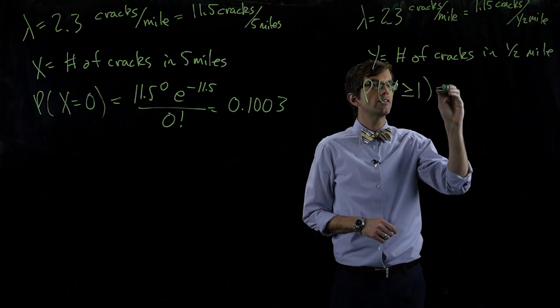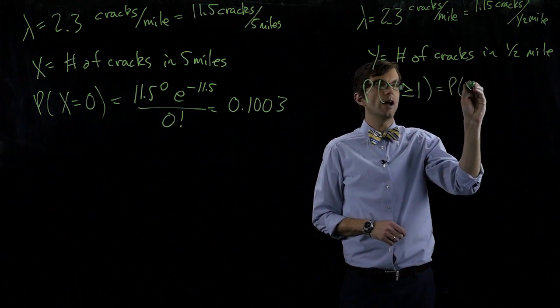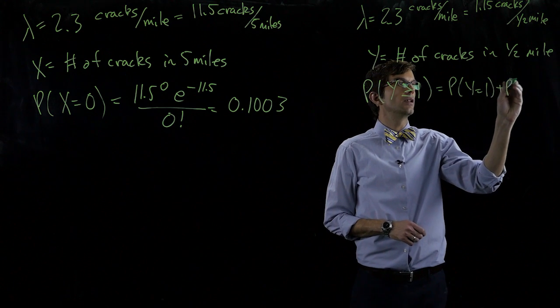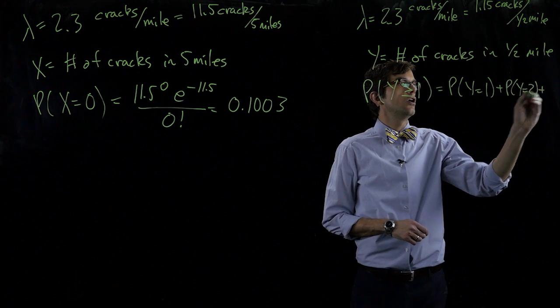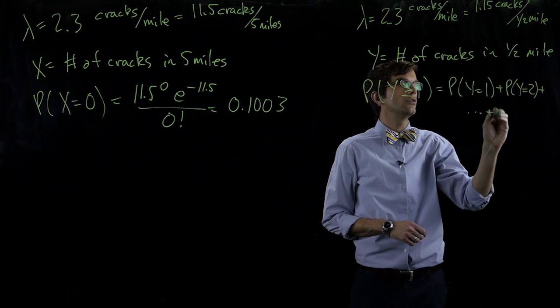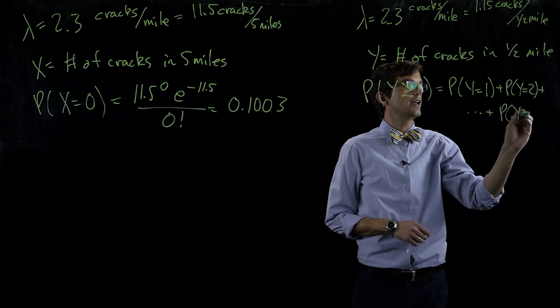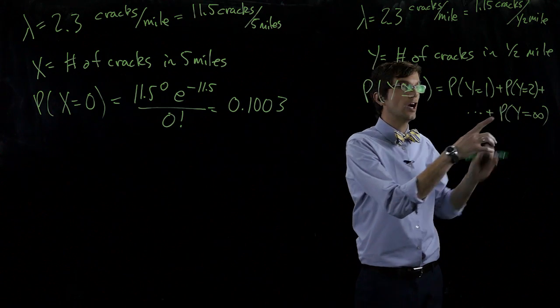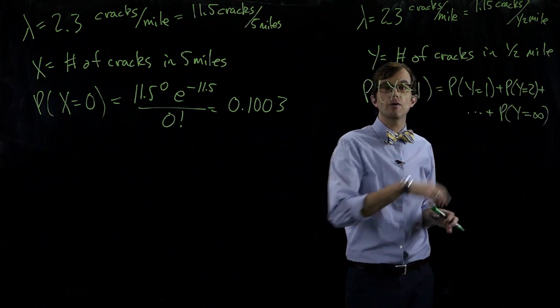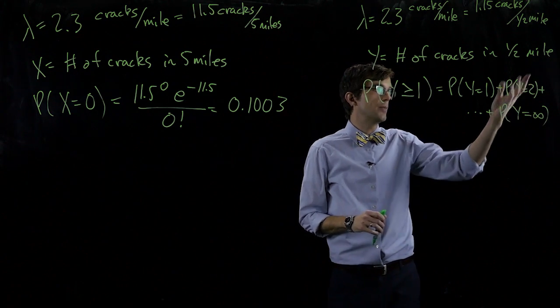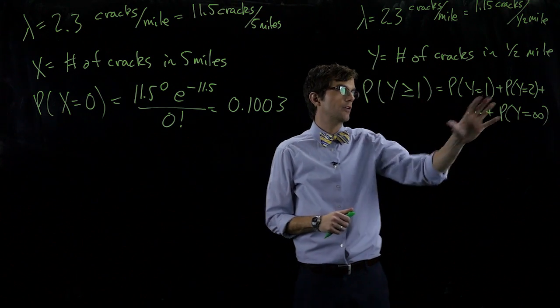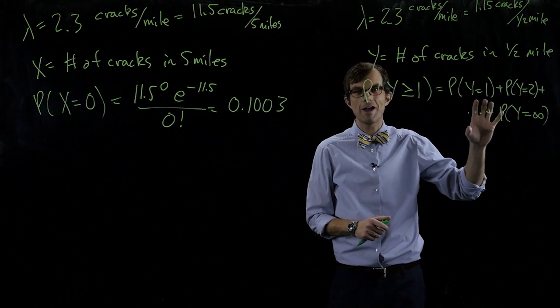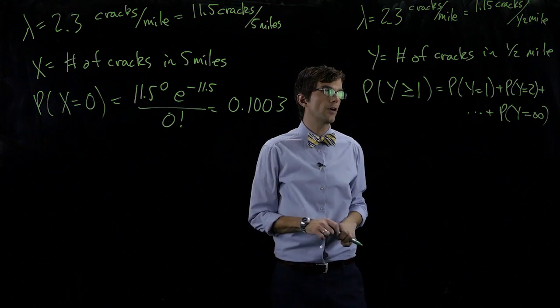That's the probability that y equals 1 plus the probability that y equals 2 all the way to the probability that y equals infinity, because we are not bounded on the upper side for this random variable. In theory, we could have 1 million here, we could have 18 million, whatever it might be. We don't have an upper bound on a Poisson random variable.